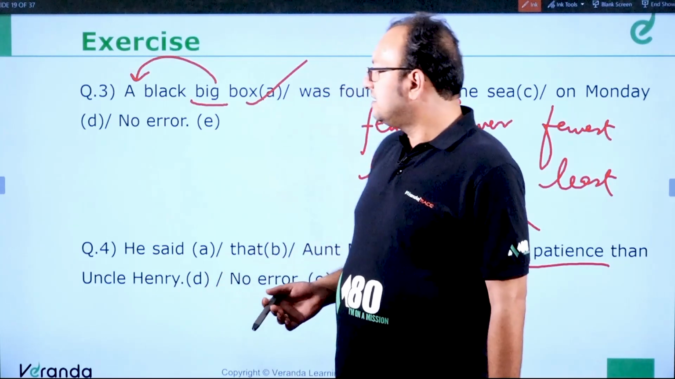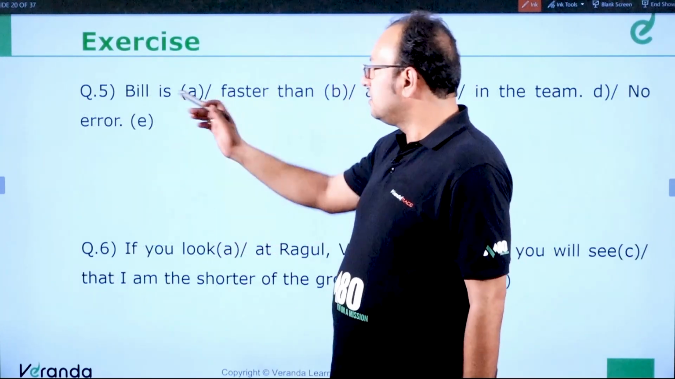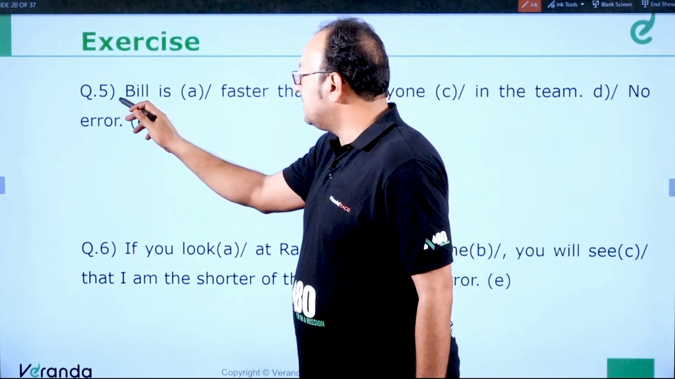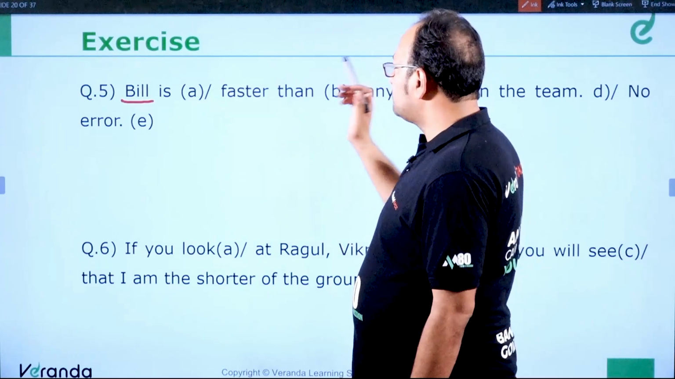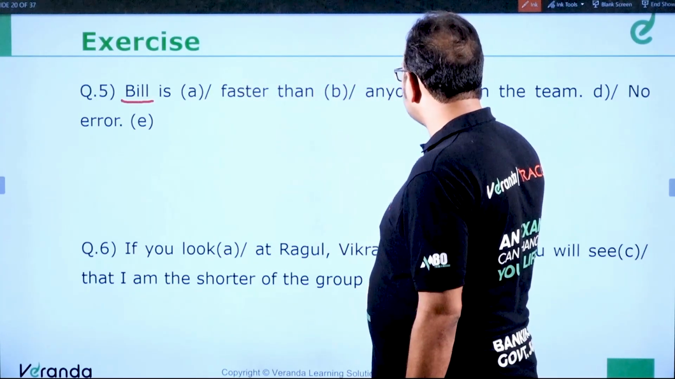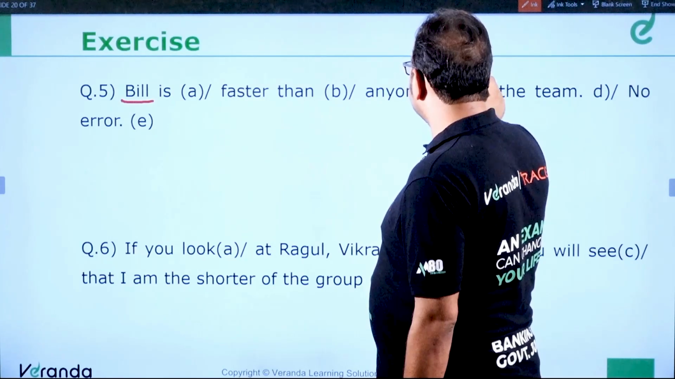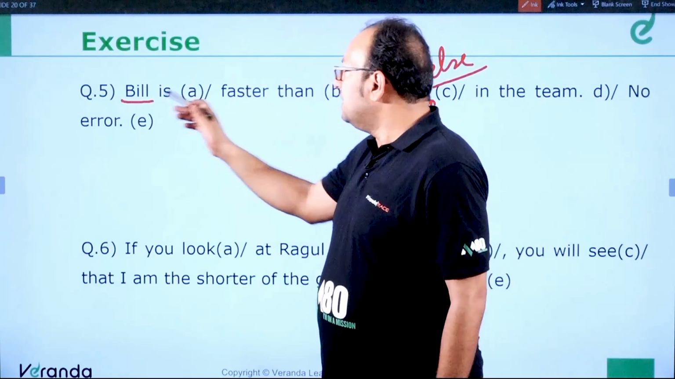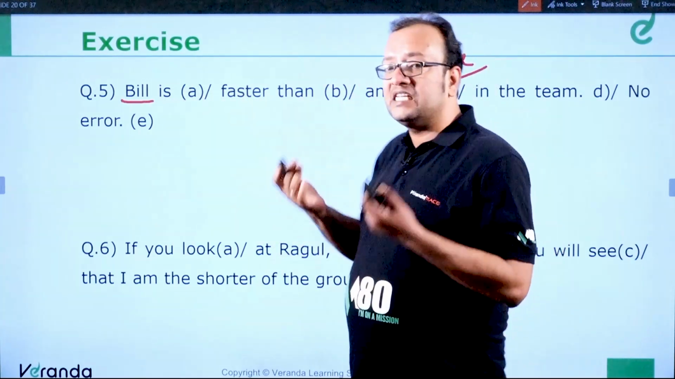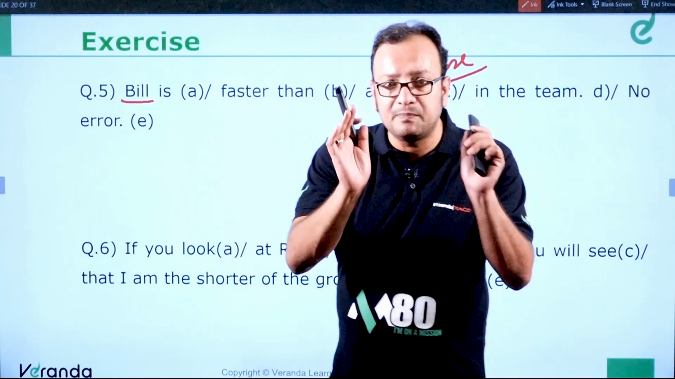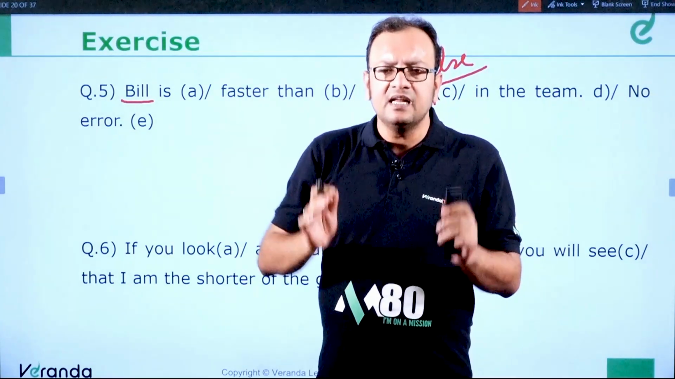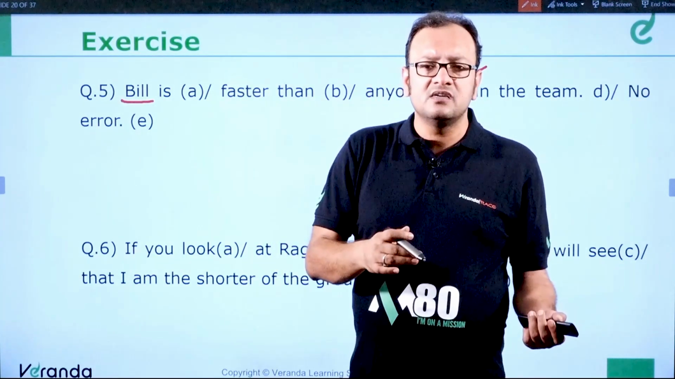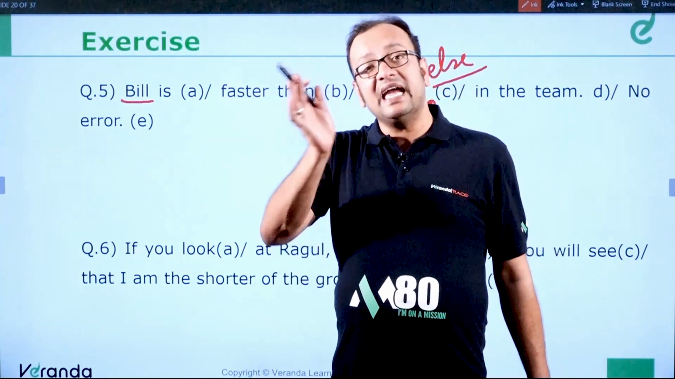So students, let us move ahead and see the next question. Bill is faster than anyone in the team. So we are comparing Bill with anyone in the team. It's faster than anyone else, because when we talk about comparative degree, we need to exclude the person from the group. We cannot say Bill is faster than anyone in the team, because it means he is faster than himself, which is wrong. So Bill is faster than anyone else in this team.